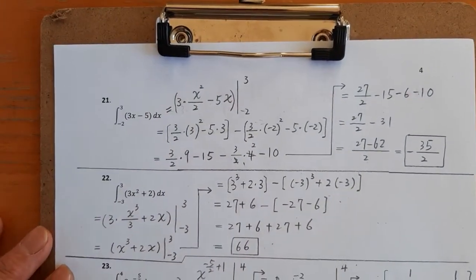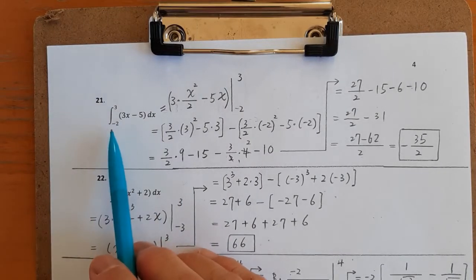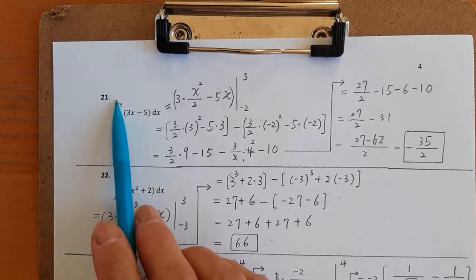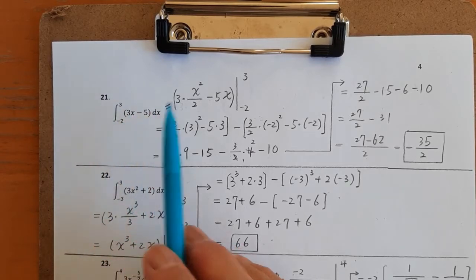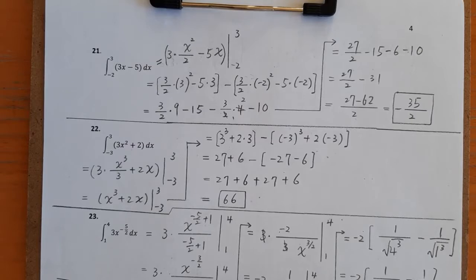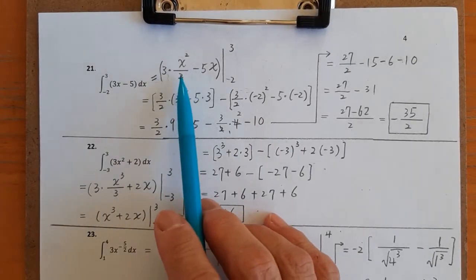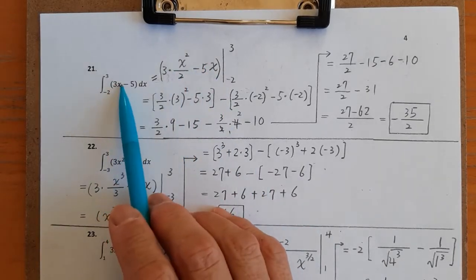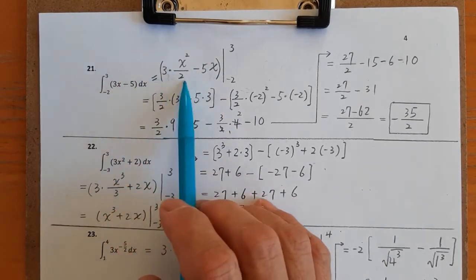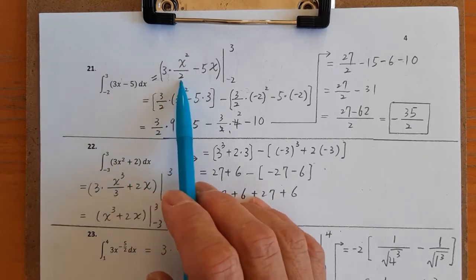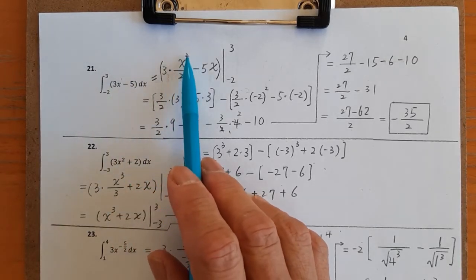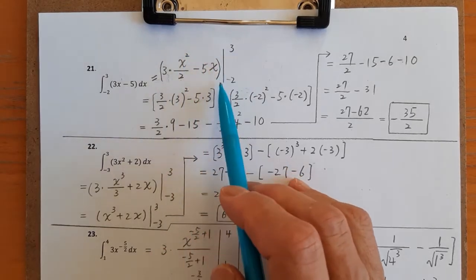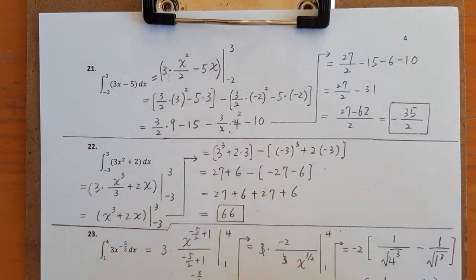Next one. We do the definite integral from -2 to 3, a to b, of 3x minus 5 dx. First of all, just like before, we use the power rule. Integral of 3x is 3 over 2, since 1 plus 1 is 2, x to the power 2, and minus 5x, and then x goes from -2 to 3.